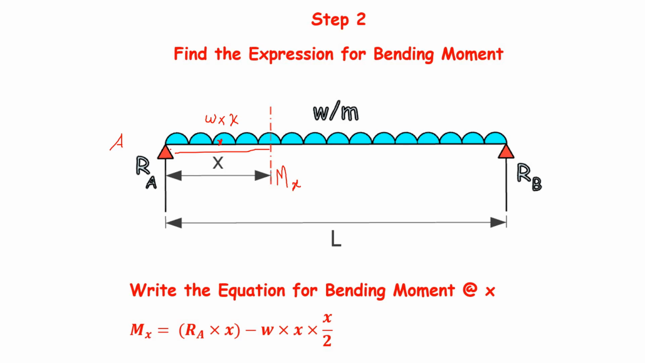So you can see that this is the centroid of this length x. The centroid of x length is nothing but x by 2. So here W multiplied by x is the load, and this x by 2 is the lever arm distance. This is the general expression for finding out the bending moment at any point x from the left hand end A. It is equal to RA times x minus W x into x by 2. RA we already know is WL by 2.